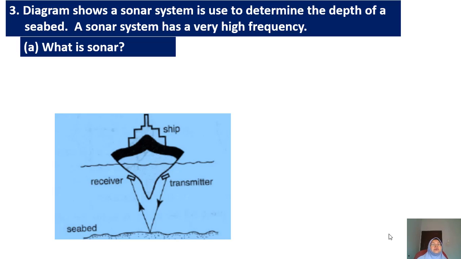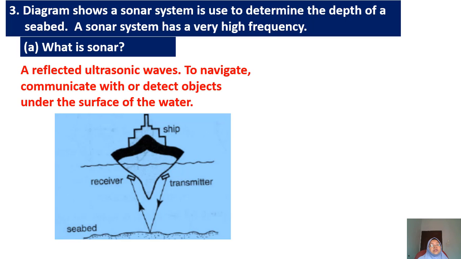The diagram shows a sonar system used to determine the depth of the seabed. A sonar system has a very high frequency. What is sonar? Sonar uses reflected ultrasonic waves. It is used to navigate, communicate with, or detect objects under the surface of the water. So this is a ship. This is a transmitter which emits ultrasonic wave, then it is reflected by the seabed and received by a receiver on the ship.